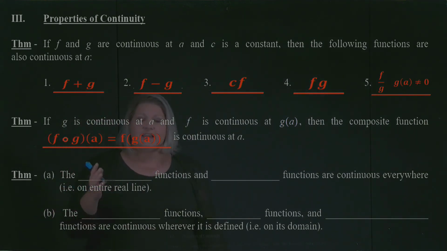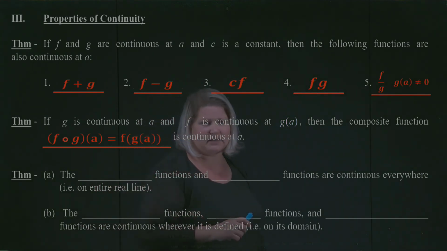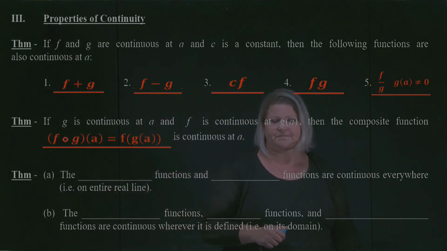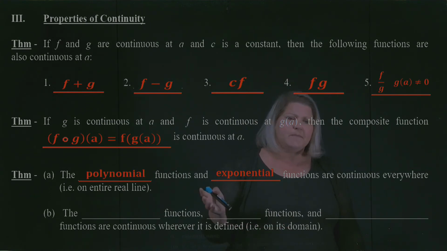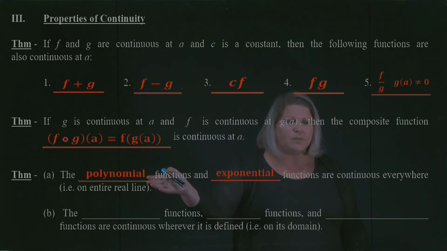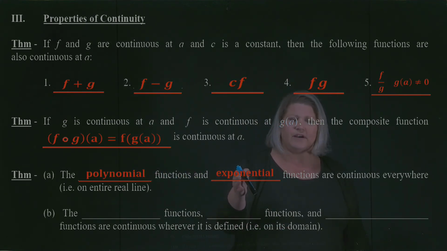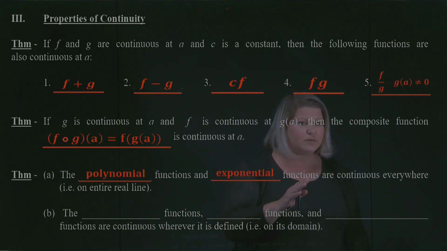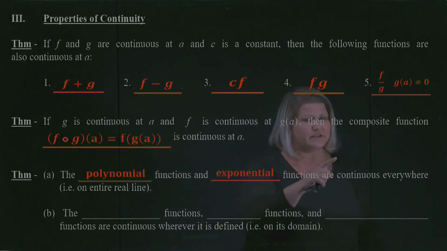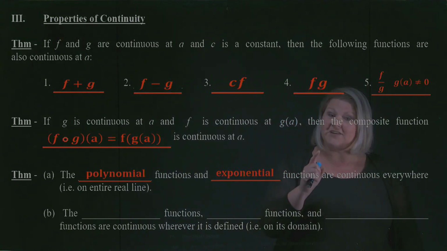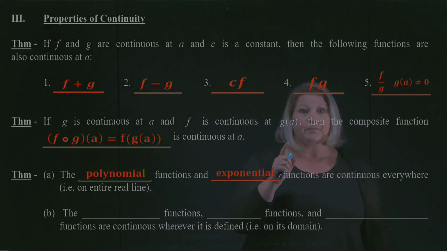Also, I can take the composition of those functions, and those will be continuous at a. So keep in mind that if I am looking at polynomial functions or exponential functions, these are continuous everywhere, okay? They're continuous from -infinity to +infinity. They're continuous on all real numbers.